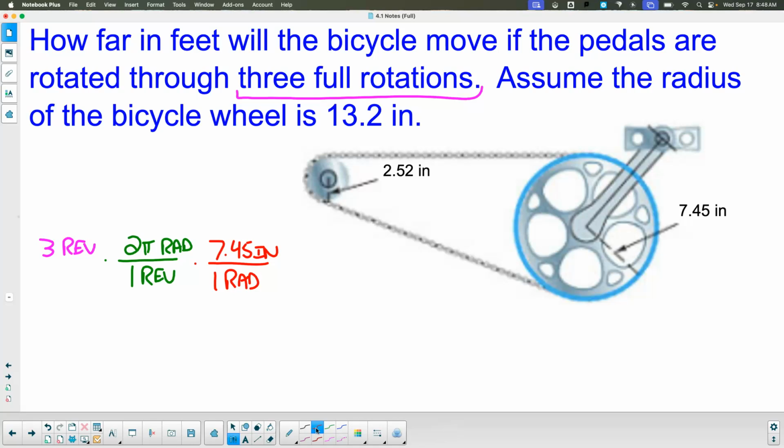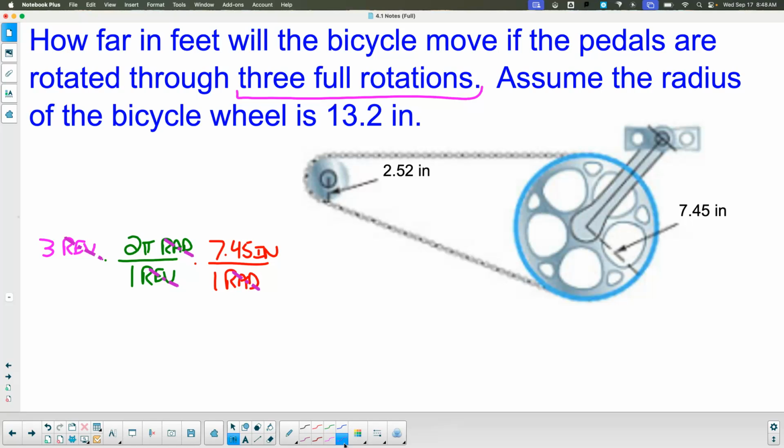What do we have right now? We don't have a speed, because I don't have any time. I have how far. Because right now we're at a linear, right? Because revolutions are gone, radians are gone, so I'm at inches. What have we just figured out? Distance of the chain. So we figured out how far the chain went, right?